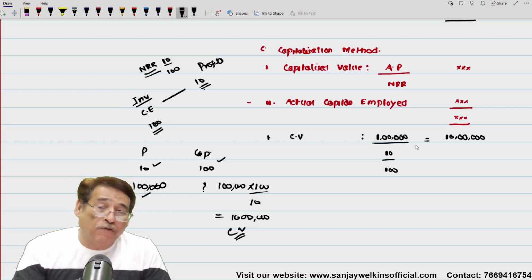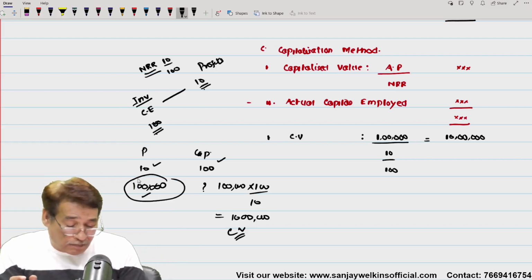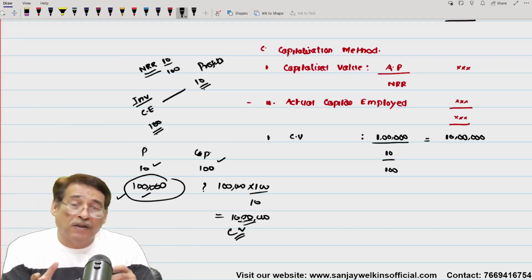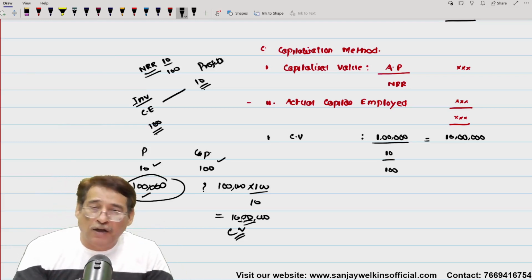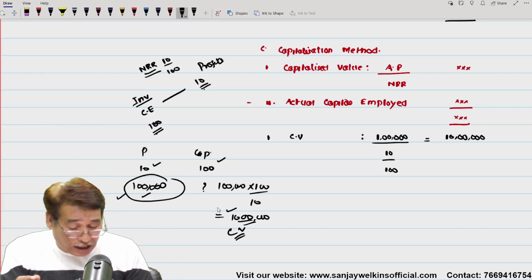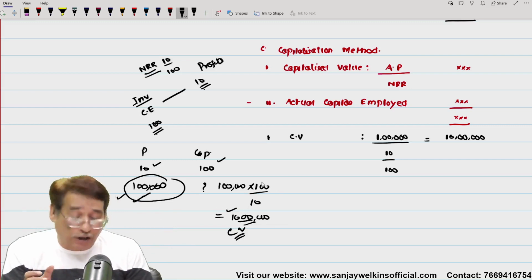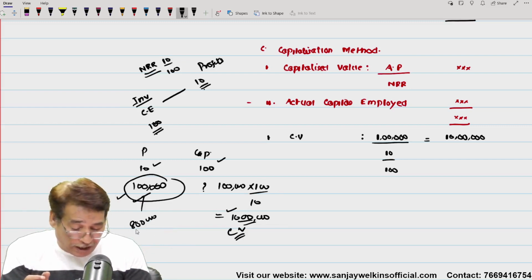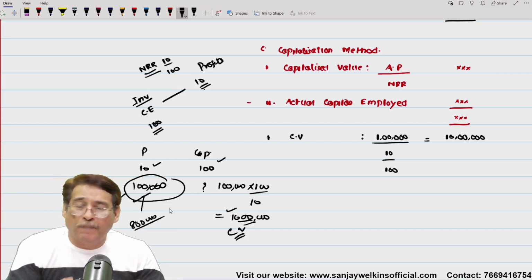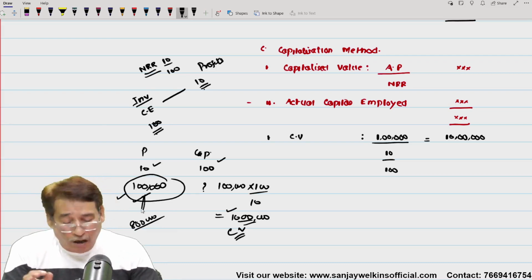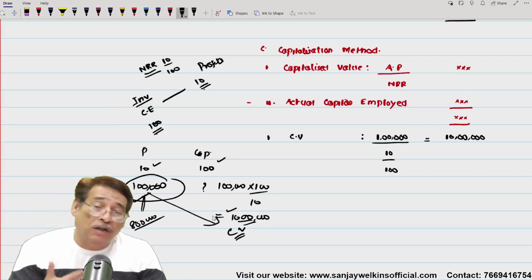Now, what is capitalized value? Capitalized value means because your firm is earning a profit of 1 lakh, what does this value suggest? That means other firms in the market would require a capital of 10 lakh to get a profit of 1 lakh. But how much is your capital? You are earning this 1 lakh worth of profit only by employing 8 lakh as capital, because your capital employed is 8 lakh. You are earning a profit of 1 lakh on a capital of 8 lakh, while other firms would require 10 lakh to get the same amount of profit.